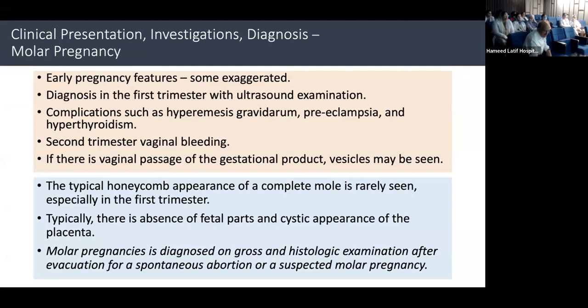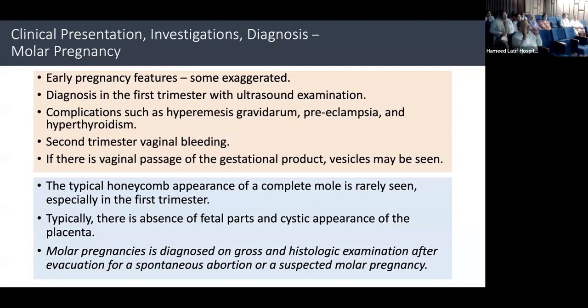So, clinical presentations. Since there is a lot of HCG being produced by the trophoblast, patients may present with exaggerated symptoms of pregnancy like nausea, vomiting, and many of them may have hyperemesis. And because of abnormality of the pregnancy, there may also be bleeding. Now we have a dating scan so commonly in the first trimester that we would identify abnormalities such as hydatidiform mole quite early on.